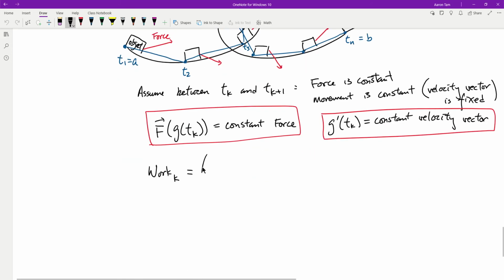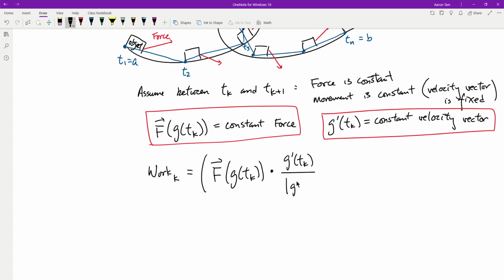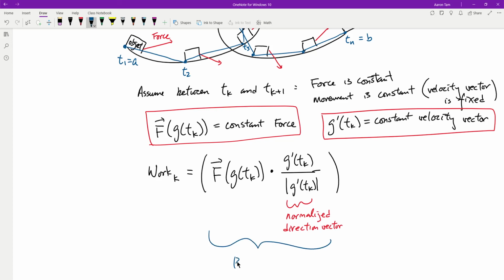So let's do that. Therefore, in order to find the amount of work, it will be f of g of t sub k, dot product, the normalized direction vector, which will be given by g prime of t sub k over the length of g prime of t sub k. So this part right here is the normalized direction vector. So this whole thing would give us the force, or the projection of the force. So maybe write this way. So that is the projection of the force.